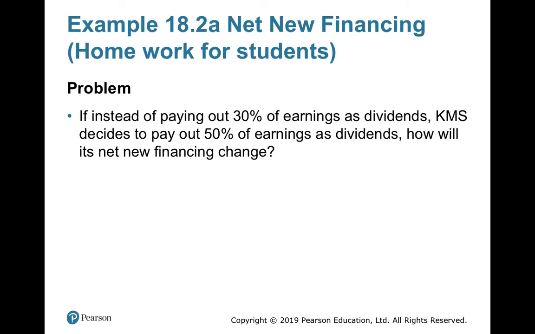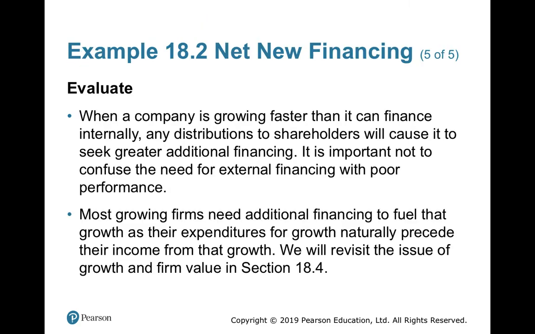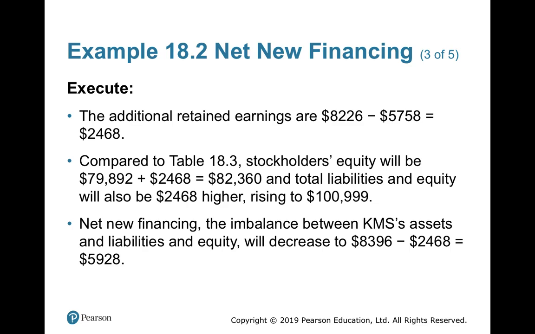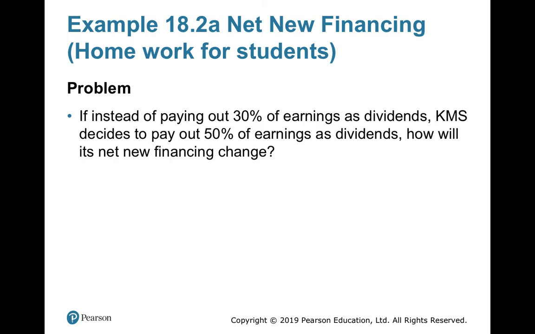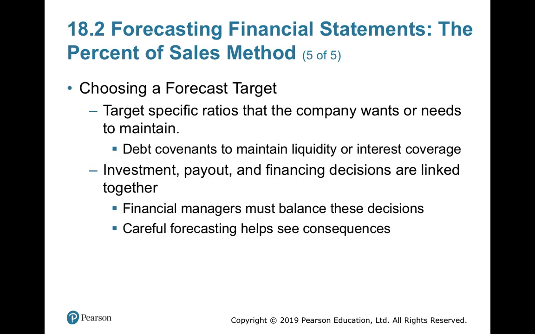Now you can make another change. Instead of reducing the dividend, the company wanted to increase the dividend. Now the company wants to pay 50%. Previously it was paying 30% of 8,226, the net income. Now the company wants to make a 50% dividend payment. Then the borrowing will increase. How much? Make the calculation at home. Right? All clear? So this is the way we make the forecast target.